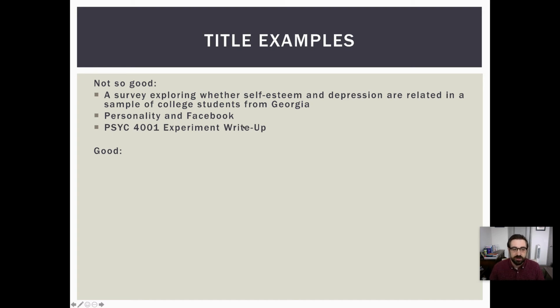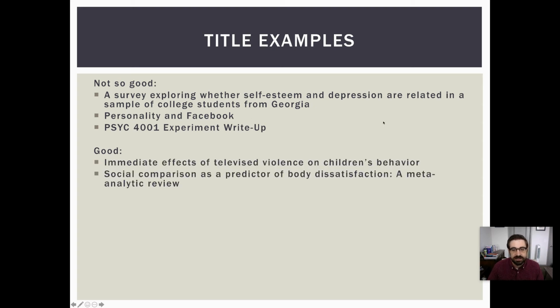So try to give me some information to compel me to read it. You certainly don't want to write something like Psych 4001 Experiment Write-Up, right? Like that might seem like a good title because that's what you're writing, but you're not writing this for a class assignment, right? You're writing this as if this would be something that would get published or presented to other people who might be interested in your study. So you want the title to be clear and compelling about what it's about. So you can avoid some of these things.